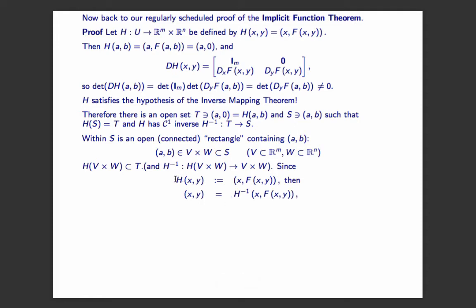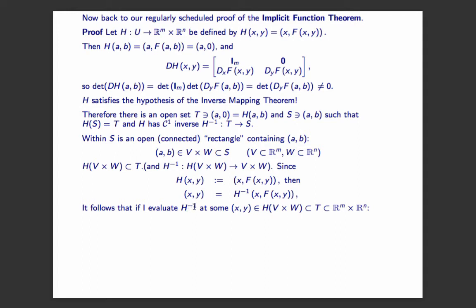So if I take the inverse of both sides, I get (x, y) equals H inverse of (x, f(x, y)). So what does H inverse do to x? Again, it just takes it back to x, because H takes x to x. Now, what if I want to evaluate H inverse at some (x, y)? I have instructions for evaluating H at (x, y), and I know what the outcome of H inverse is.